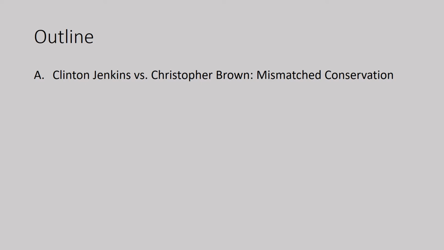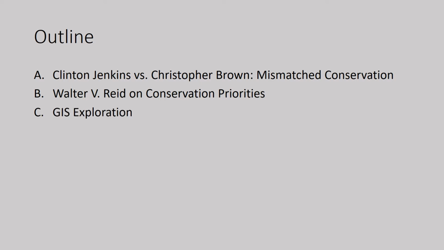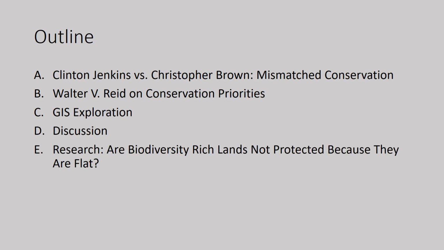Jenkins engages in a thoughtful debate with Christopher Brown about where we should conserve land. Next, I reviewed research by Walter Reed that backed up Jenkins' findings. After that, using information I learned from the aforementioned researchers, I dove into my own GIS research based on Jenkins' conservation priorities. After I discuss my GIS findings, I will explore the research question, are biodiversity-rich lands not protected because they are flat?